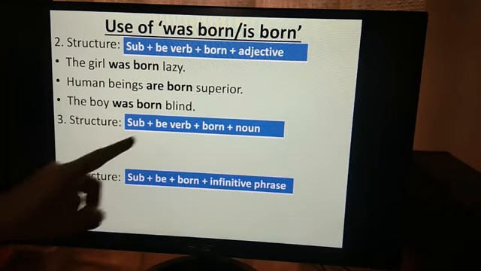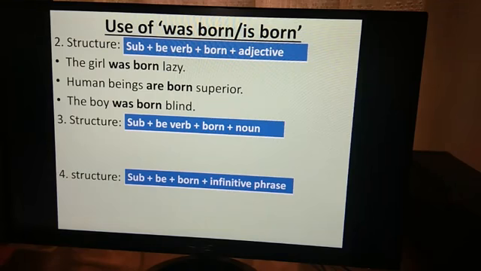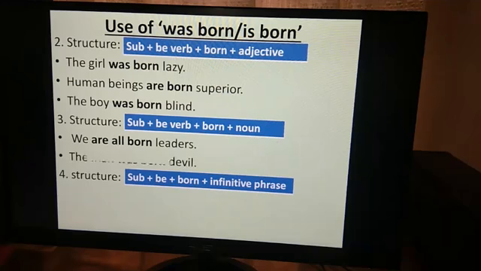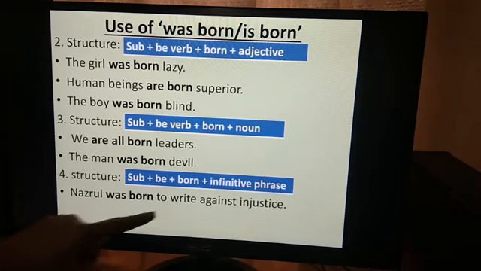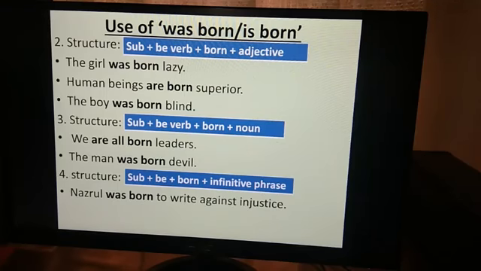Then another structure: subject plus be verb plus born plus noun. How is it used? We are all born leaders. Leaders, noun. Subject plus be verb plus born plus infinitive phrase that begins with to. The example comes like this: Nazrul was born to fight against injustice. This to fight against injustice is an infinitive phrase.